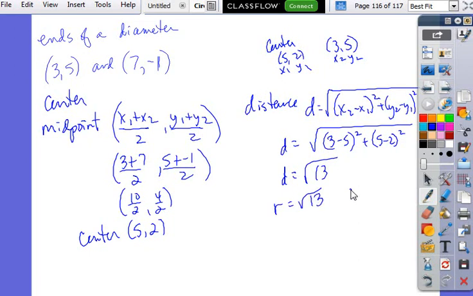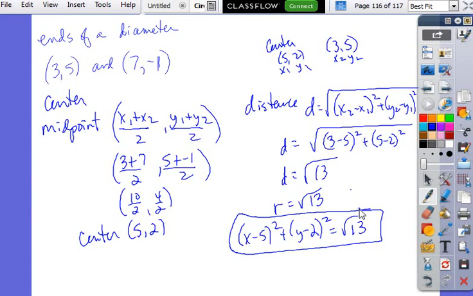So, I do midpoint to find the center. I take the center and then do the distance to one of those 2 points. That tells me the radius. I can now write my equation and say x minus 5 squared plus y minus 2 squared equals square root of 13. There's my equation, and I'm done.